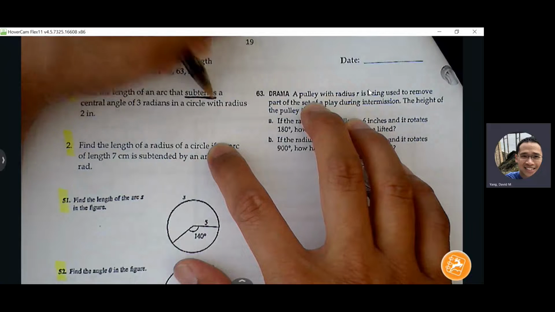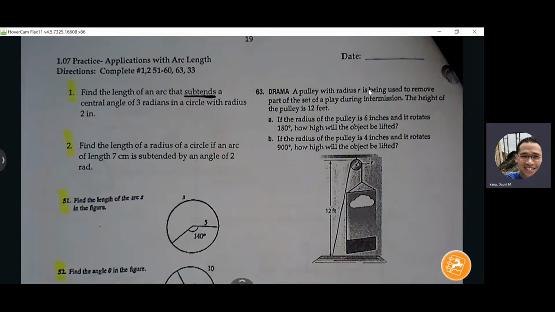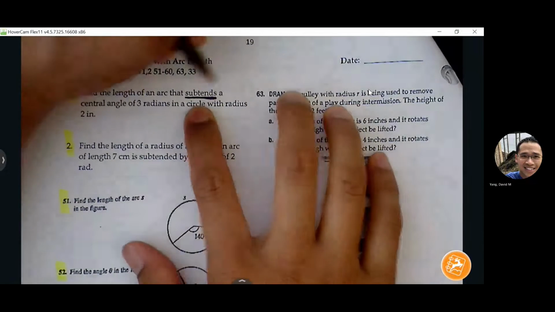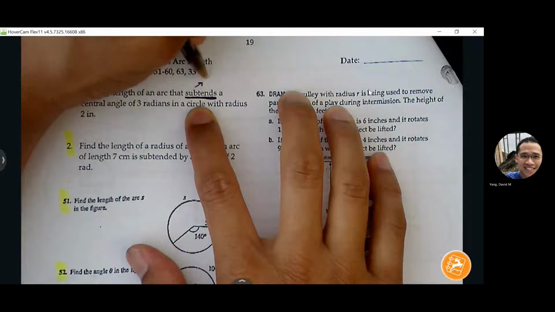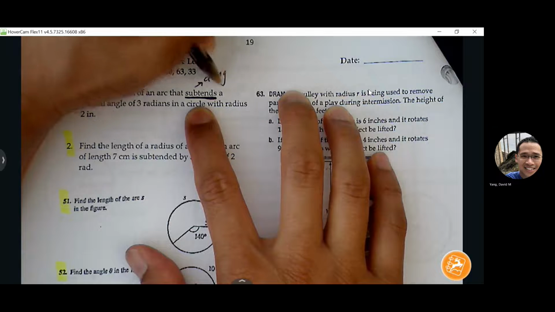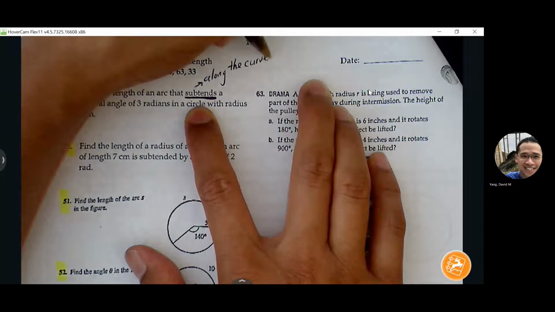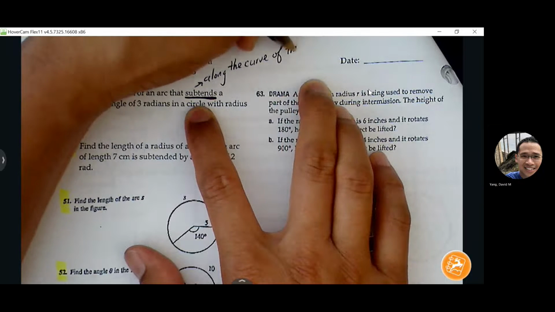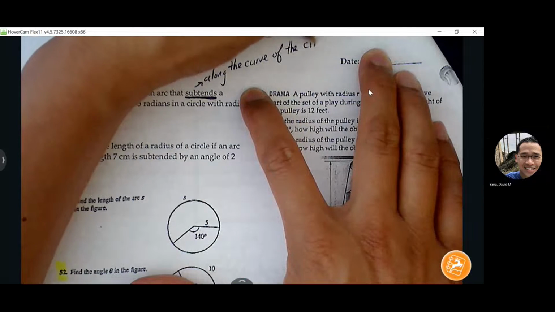Subtends, all that means is that it's along the curve of the circle.